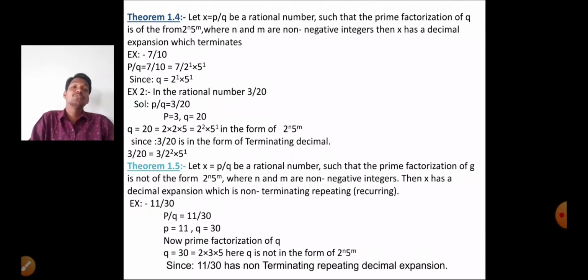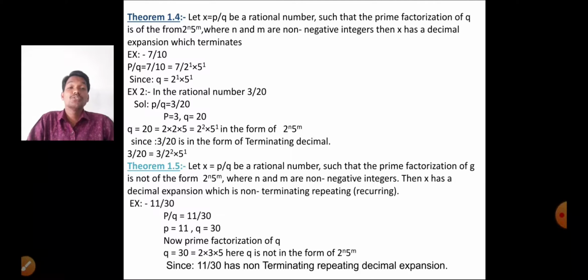For example, 11 by 30. Here p equals 11 and q equals 30. Now the prime factorization of q equals 30 is 2 into 3 into 5. So here q is not in the form of 2 to the power of n, 5 to the power of m, so 11 by 30 has a non-terminating repeating decimal.